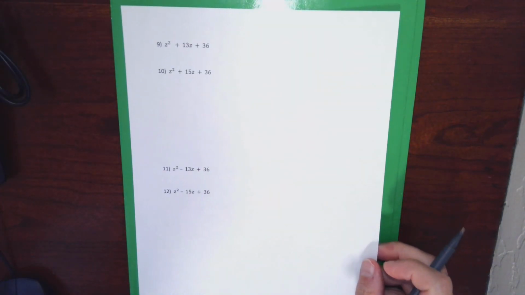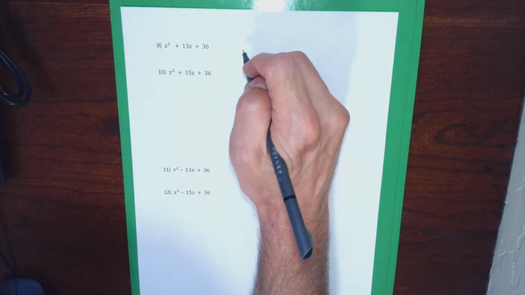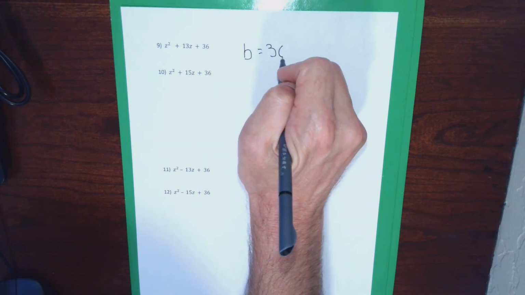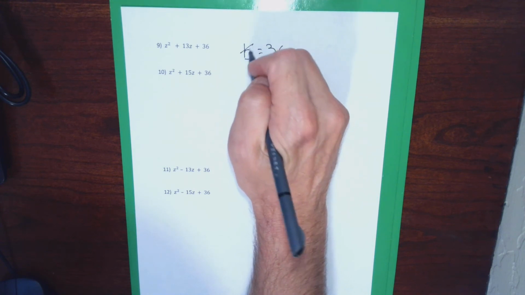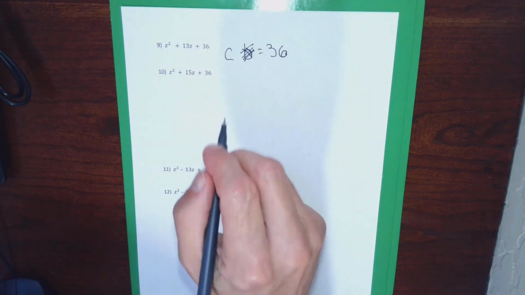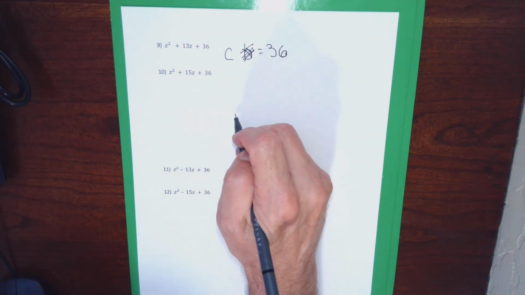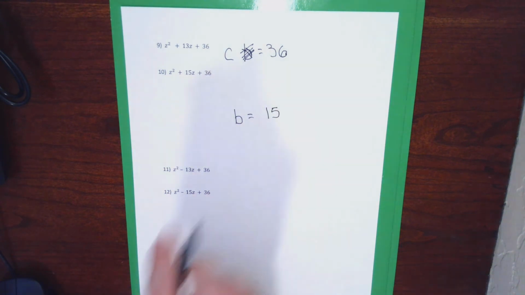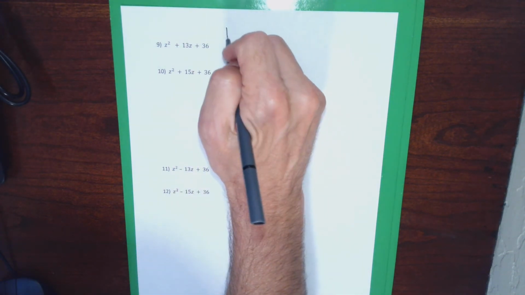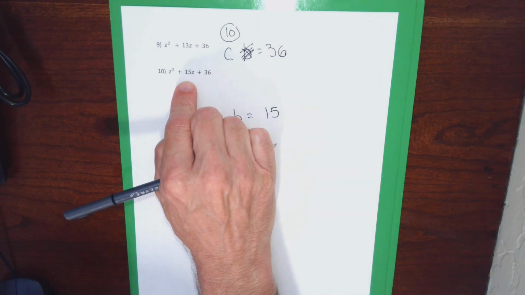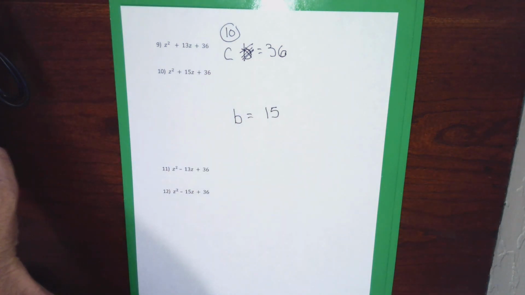Let's work with number 10. In number 10, I'm going to start off by identifying the c. The c is the number I need to multiply to, and that's what I usually deal with first. And then I'm going to identify the b. That's the number I need to add to. So c is the constant here in problem 10. b is the number in front of the first power term. Let me dig out my template here.